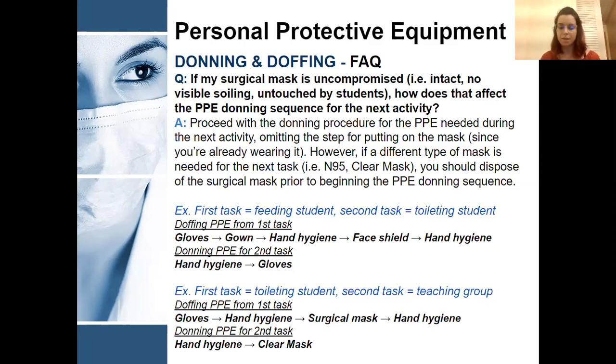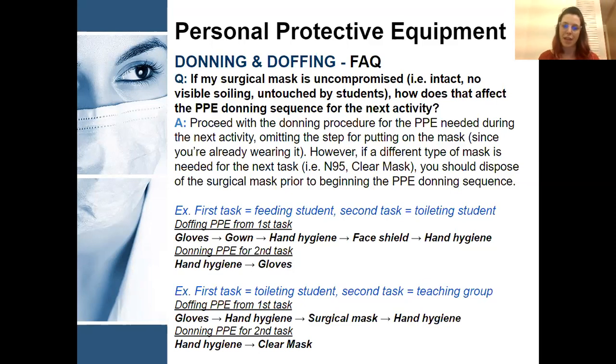So one example of this might be if your first task is feeding a student and your second task is toileting. The doffing PPE from the first task might be removing the gloves, then the gown, performing hand hygiene, removing the face shield, and hand hygiene again. You're not removing the face mask because you can use it for the next activity. And then the donning PPE sequence for the second task is simply performing hand hygiene and putting on a new set of gloves.